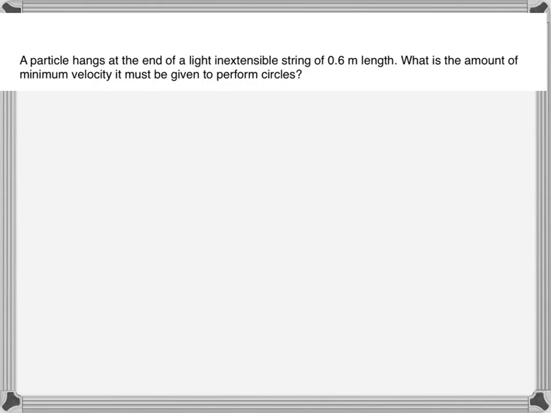The problem says a particle hangs at the end of a light inextensible string of 0.6 meter length. What is the minimum velocity that must be given to perform circles, that is, to perform vertical circles?